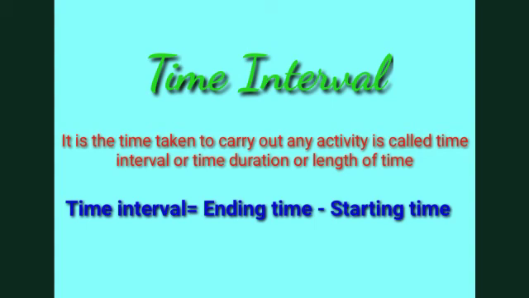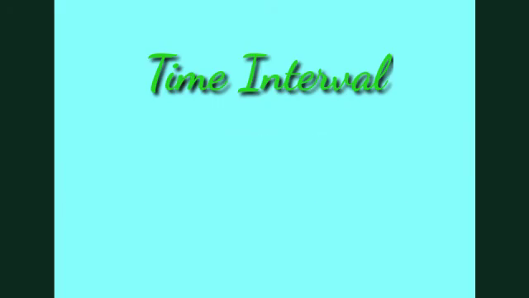So, for finding the time interval for a particular activity, we need to subtract the starting time of the activity from the ending time of the activity. Let us understand this better through an example. Let us consider an example.